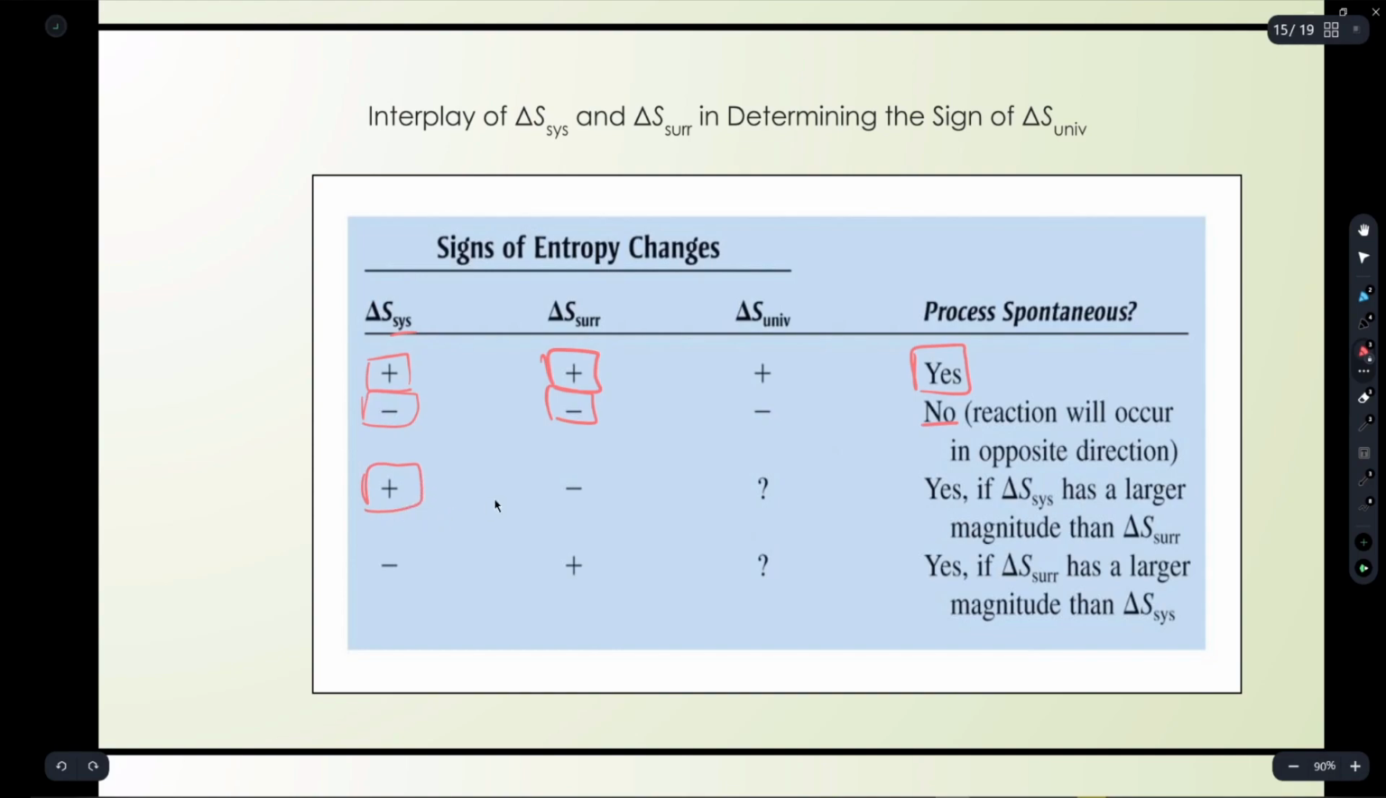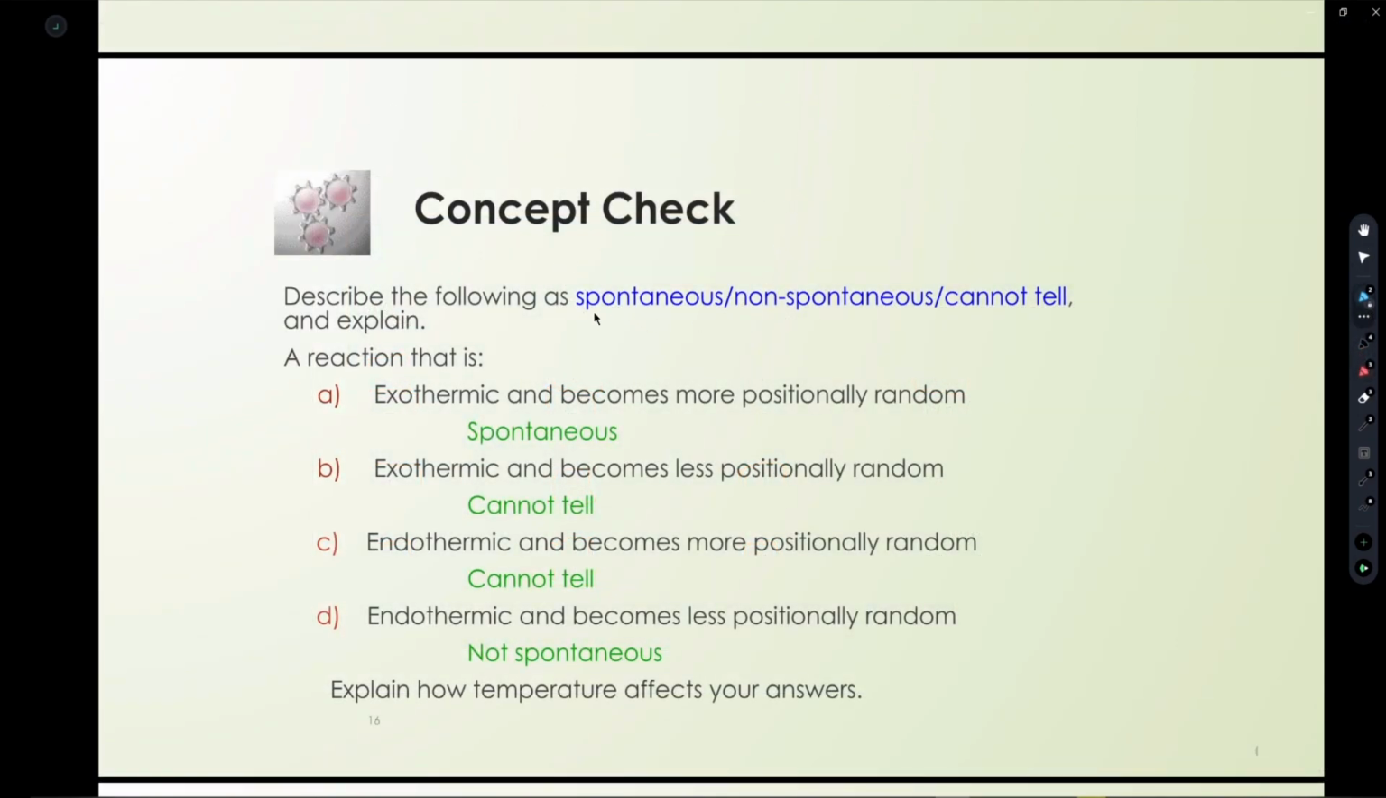If delta S of the system is positive, while delta S of the surroundings is negative, we can't say for sure whether it would be non-spontaneous or spontaneous. It depends on the magnitude of each value, and if delta S of the system is negative and delta S of the surroundings is positive, the same goes for that. So for this question, they want us to predict whether the reaction would be spontaneous, non-spontaneous, or whether we don't have enough information to tell.